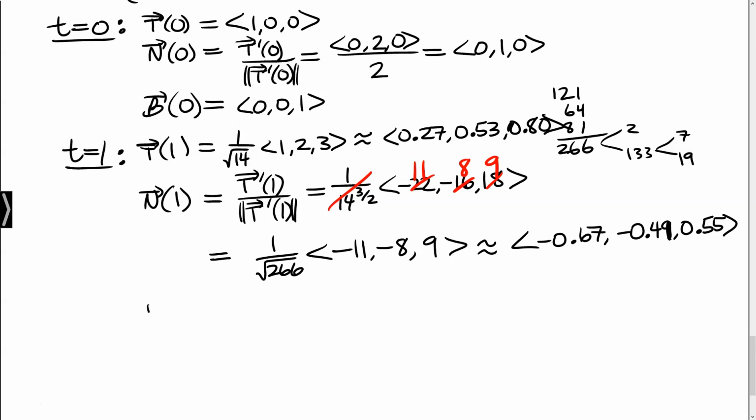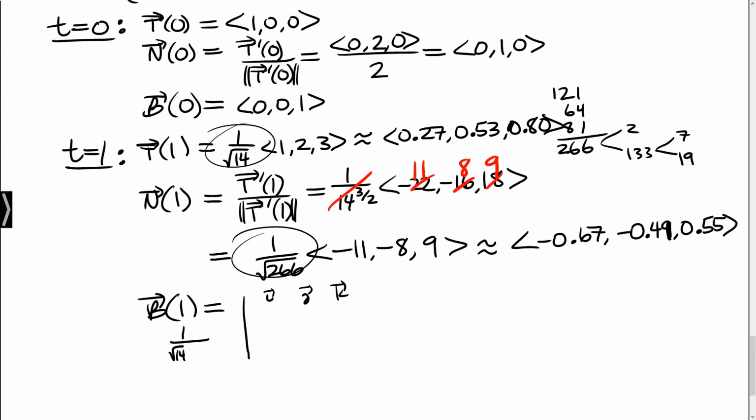Now, for the binormal, we take the cross product. So it's the i, j, k. And the nice thing here is that, remember, since we've got the 1 over root 14, 1 over root 266, we can just take all of that out here. So 1 over root 14 times root 266, and I think that'll simplify a little bit. But in any case, we just take that out. So we're just crossing 1, 2, 3 with negative 11, 8, 9.